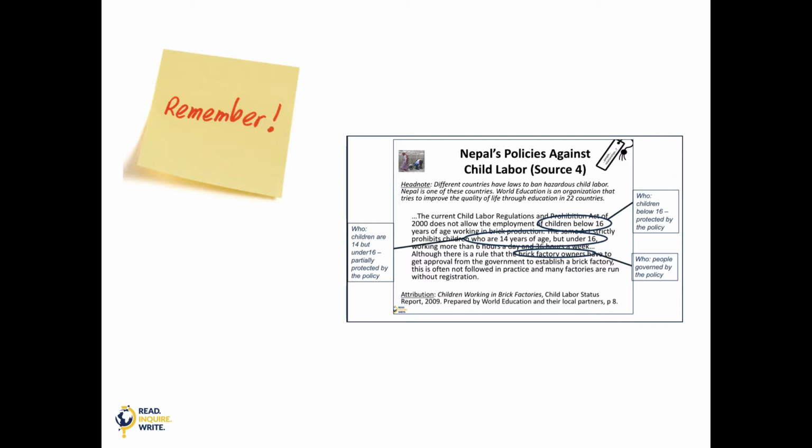Making these annotations is really important because they will help you remember key ideas in the sources. This way you don't have to try to remember everything or have to reread everything later. Instead, these annotations will make it easier to determine why child labor in Nepal still exists.